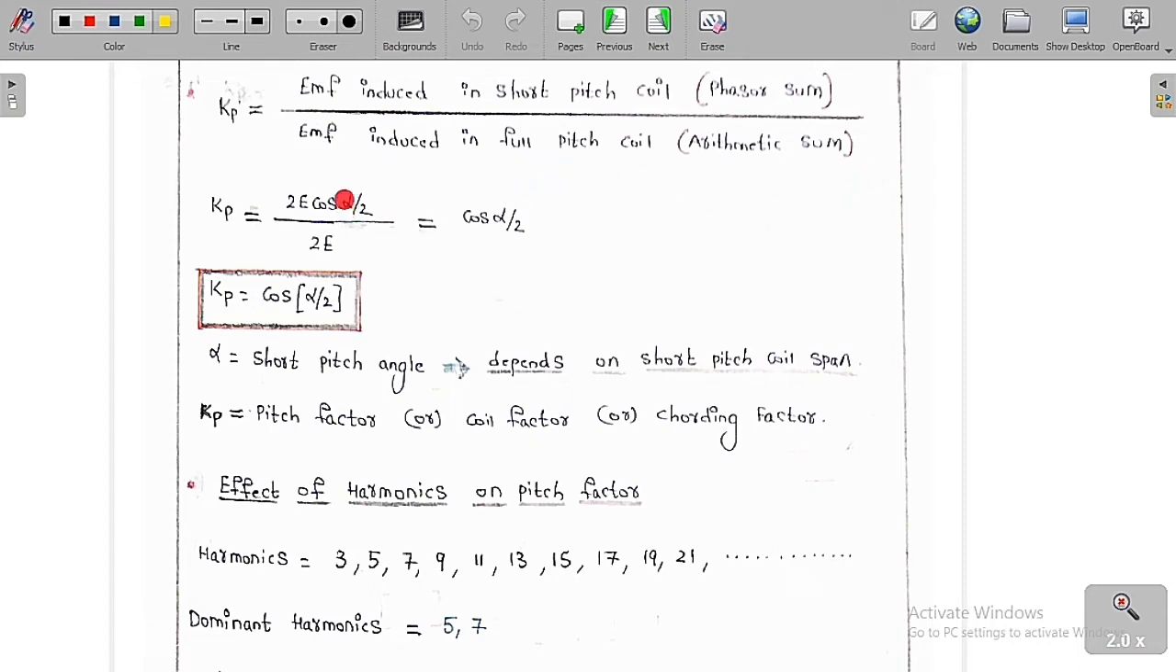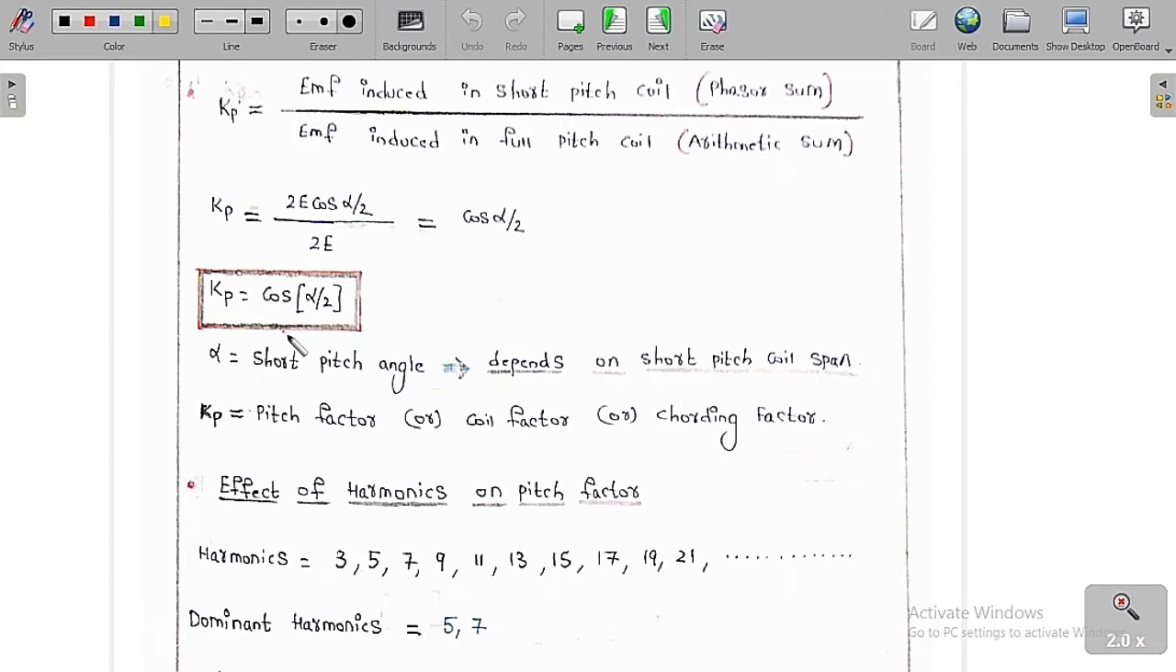So KP is the ratio of the EMF induced in the short pitch coil, where the voltages induced in the conductors are of the same magnitude but different direction, so we go for the vector sum or phasor sum, to the EMF induced in the full pitch coil, which has the same induced voltage in the same direction, so we go for the arithmetic sum. So KP is equal to the resultant EMF induced in the short pitch coil, which we have just seen is 2E cos of alpha by 2, divided by the EMF induced in the full pitch coil, which is 2E. So 2E cancels, and we get cos alpha by 2. So KP is equal to cos of alpha by 2.